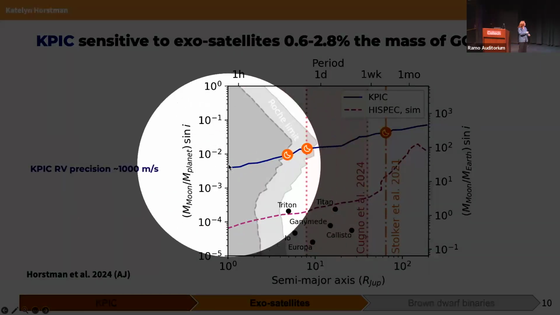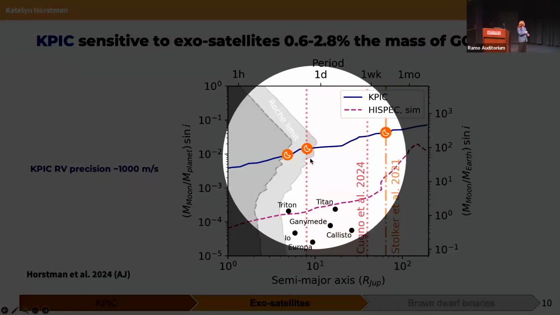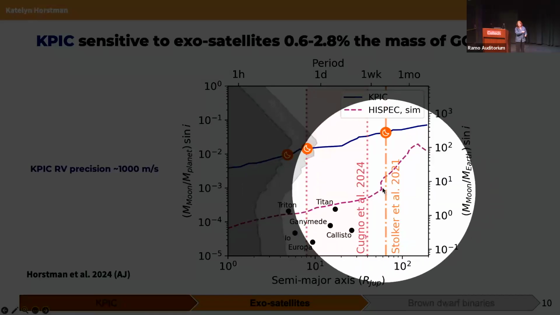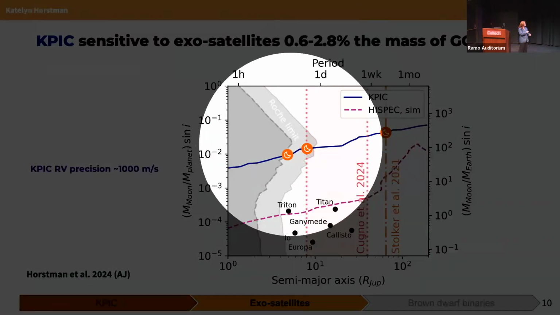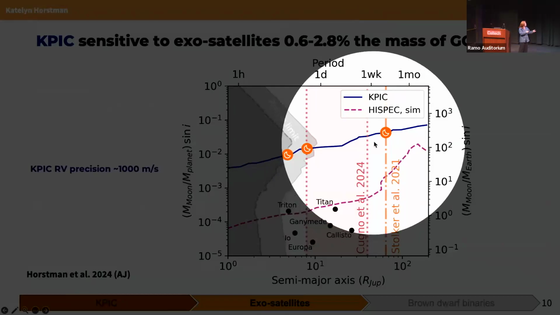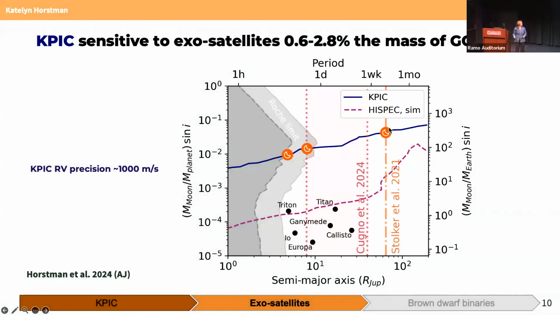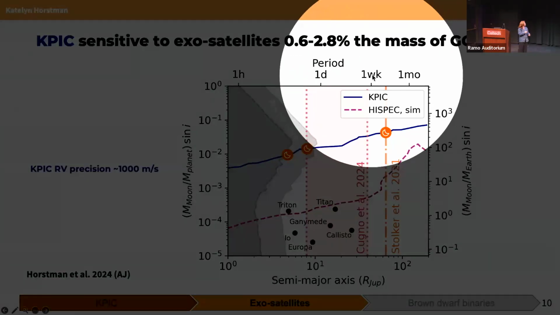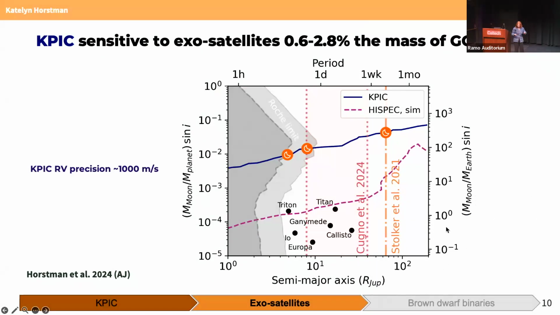So focusing on this blue line here, which is KPIC, we see for the injection recovery tests, at the innermost limit that we think a moon could possibly be stable, before it would be ripped apart by tidal forces due to the Roche limit, KPIC is sensitive to about 0.6 the mass of GQ-Loop-B. And if we go out to the furthest extent of the cavity that we believe to be predicted from various models from Stockel et al. 2021, which is about 65 Jupiter radii, KPIC is sensitive to about 3% the mass of GQ-Loop-B.